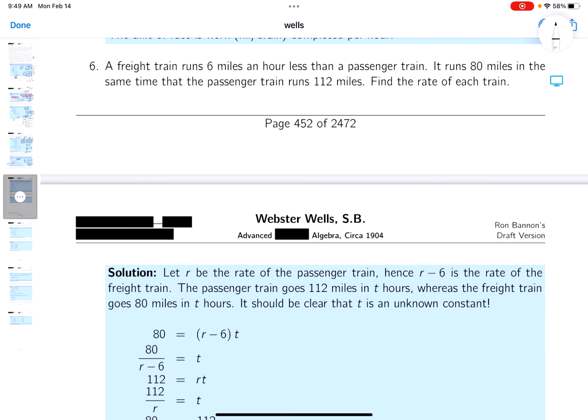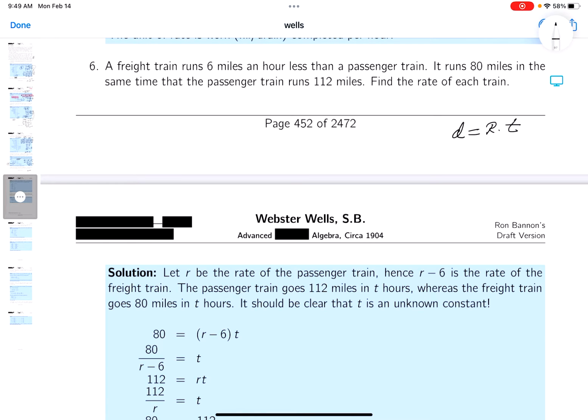Okay, this is a uniform motion problem, very similar to work problems, by the way, but they're doing a particular type of work. They're going a distance, and it's going to be a rate times a time. All right? So a freight train runs 6 miles an hour less than a passenger train. So the freight train's going slower, right?